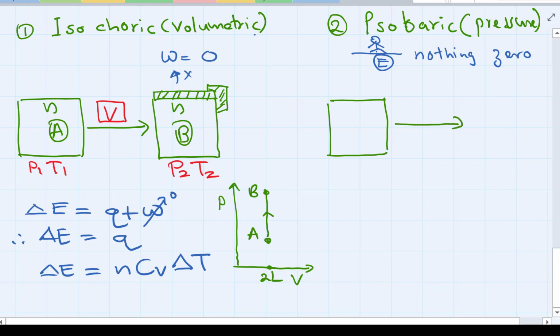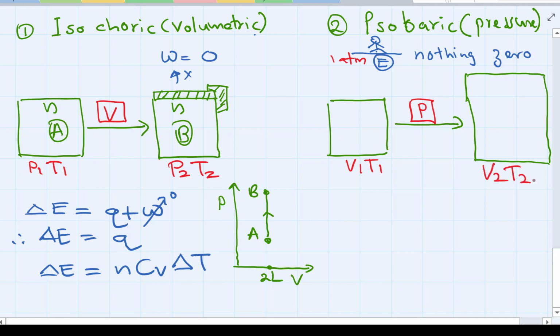Now let's look at the 2 states of the gas samples. A goes to B at constant pressure, 1 atmosphere on the surface of the Earth, and V1 T1 goes to V2 T2. The volume and the temperature change. Let's say both increase. We know it's a linear relationship and it's proportional. So delta E again is equal to Q plus W: internal energy is heat Q plus work W.